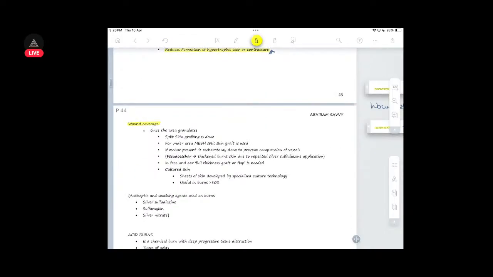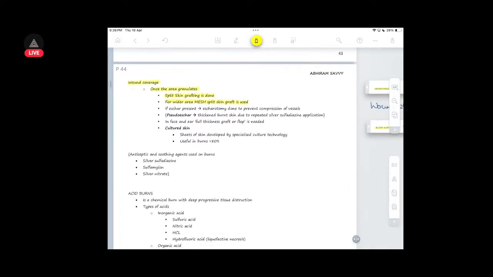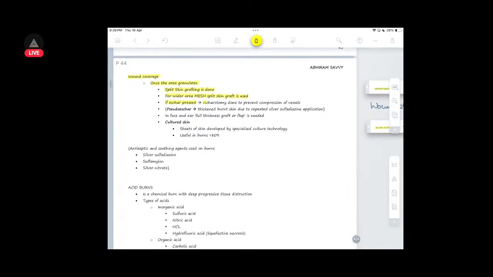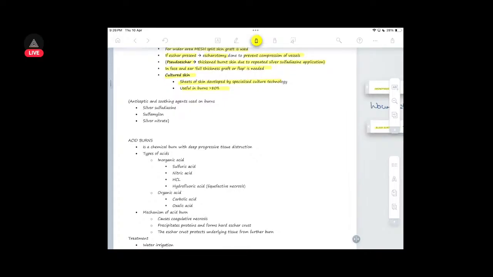Then you have wound coverage. Once the area granulates, split skin grafting is done. For vital areas, mesh split skin graft is used. If eschar is present, escharectomy; and pseudo eschar is thickened burn skin due to repeated sulfasalazine. In face and ear, full thickness grafting, skin or flap is needed. Cultured skin, sheets of skin, specialized skin technology are useful in burns.